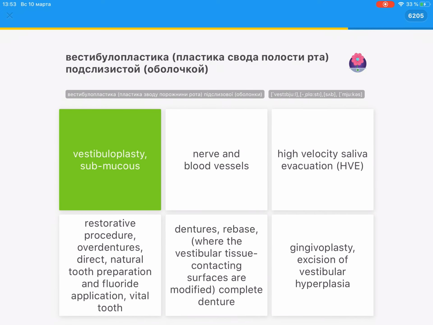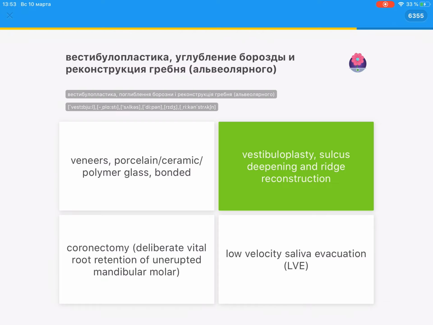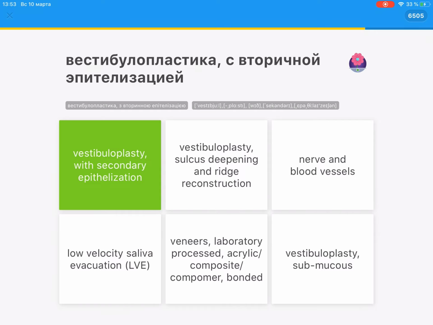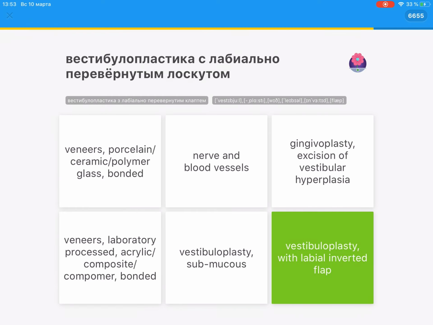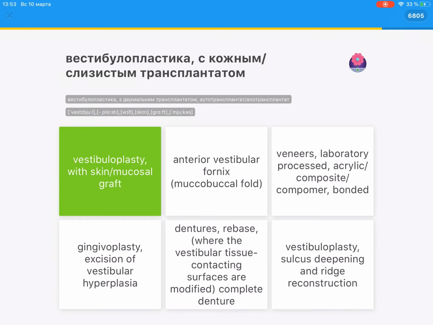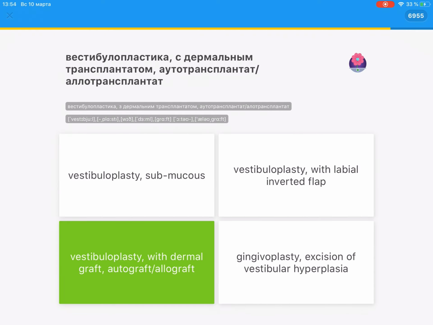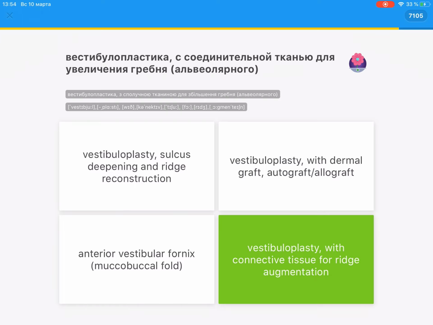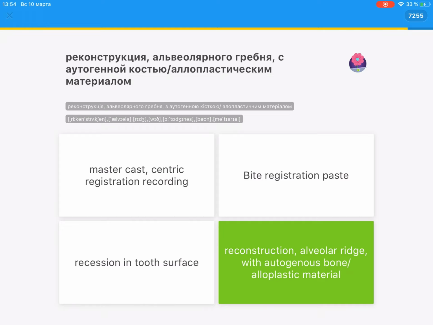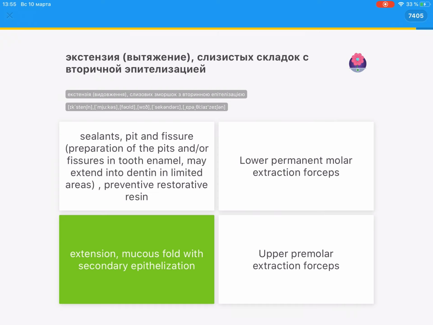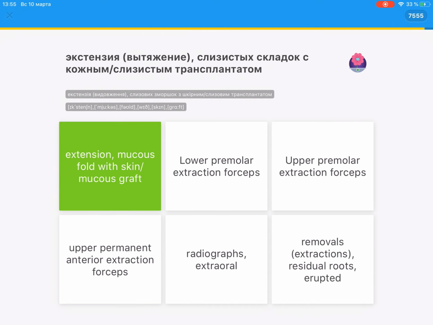Vestibuloplasty, submucous. Vestibuloplasty, sulcus deepening and ridge reconstruction. Vestibuloplasty with secondary epithelialization. Vestibuloplasty with labial inverted flap. Vestibuloplasty with skin mucosal graft. Vestibuloplasty with dermal graft, autograft, allograft. Vestibuloplasty with connective tissue for ridge augmentation. Reconstruction, alveolar ridge with autogenous bone, alloplastic material. Extension, mucous fold with secondary epithelialization. Extension, mucous fold with skin, mucous graft.